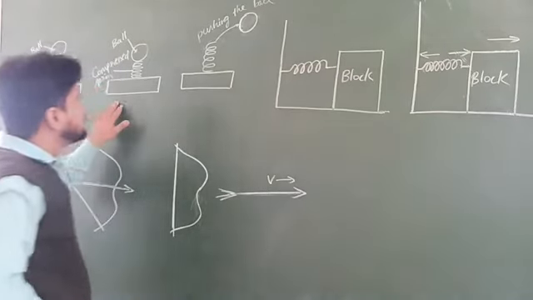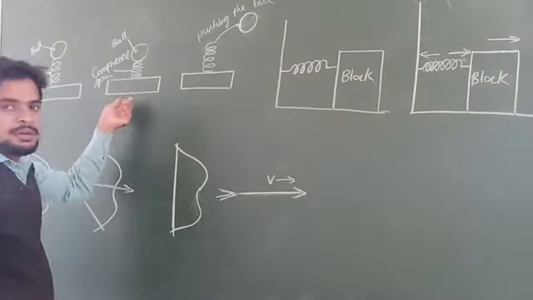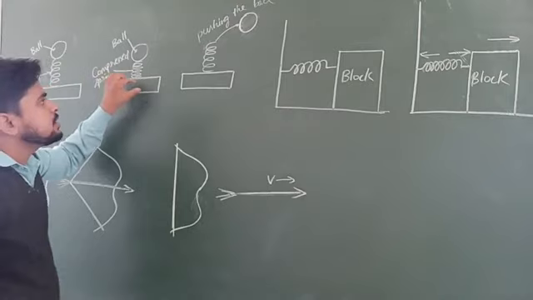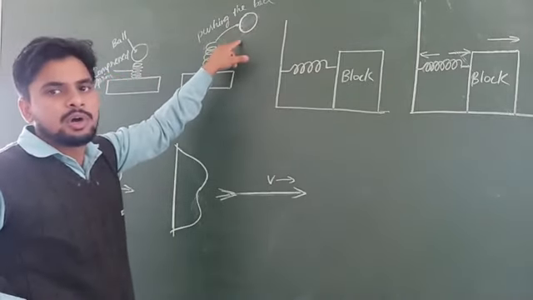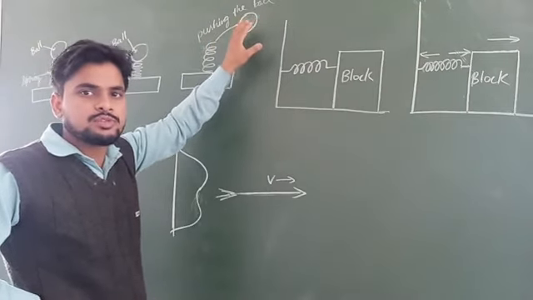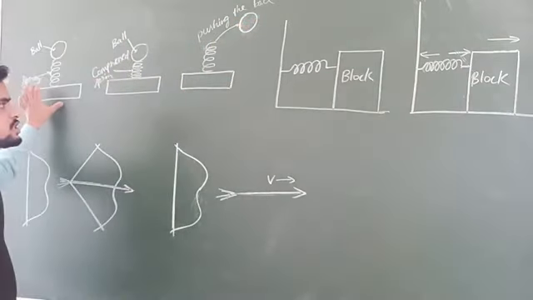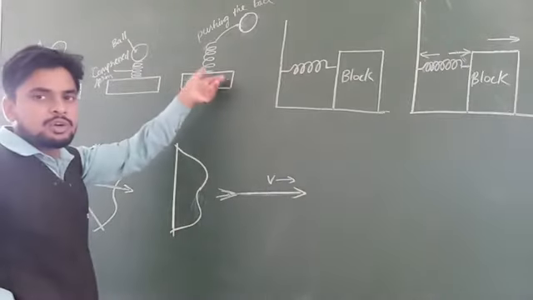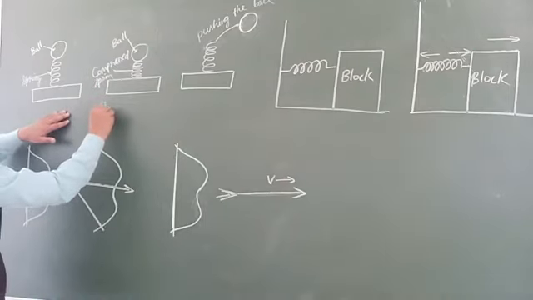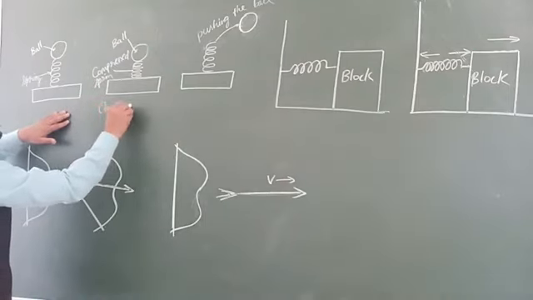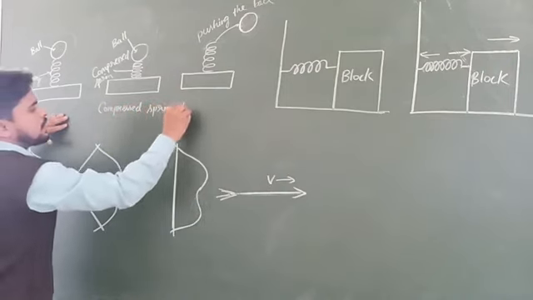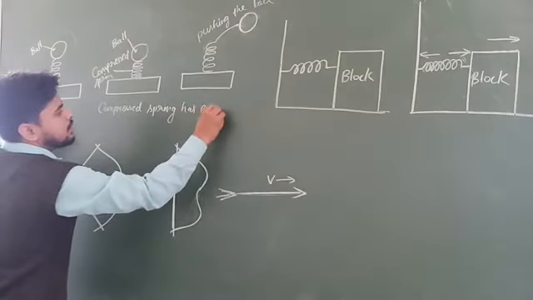Okay? So we can say the compressed spring has some energy. Why? Because when we release the compressed spring, it applies a certain force on the ball, due to which the ball flies off. Okay, friends? So the original spring has no energy, but the compressed spring has got some energy. So here in this example we can write: compressed spring has energy.